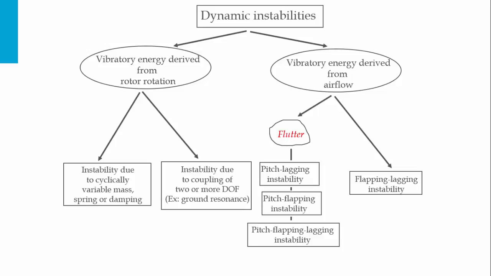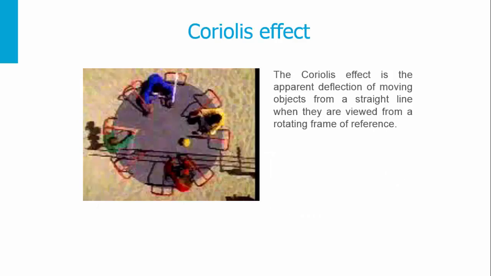Today we are going to concentrate on a very typical helicopter instability, which is due to the coupling of two degrees of freedom and where the vibratory energy is derived from rotor rotation. Namely, we will discuss on ground resonance. To understand the ground resonance, one needs to recall the Coriolis effect.